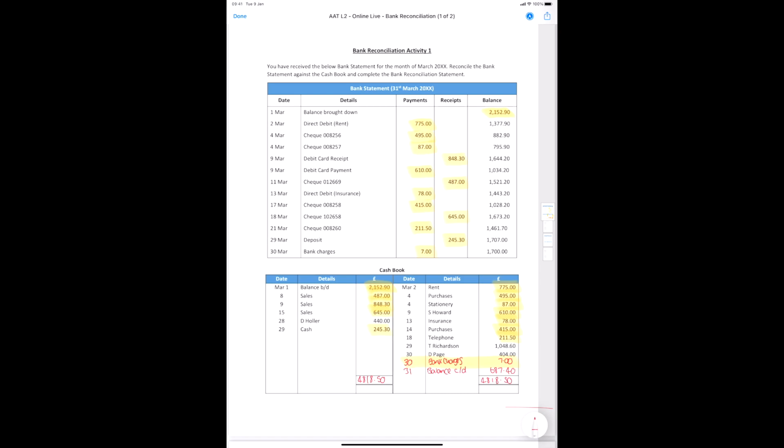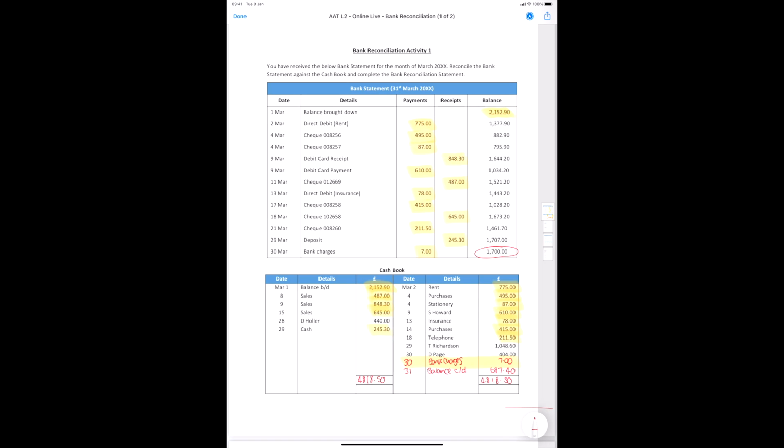So our cash book has now been updated. Step 3 is now looking at those items which are unhighlighted in the cash book, and we need to add those to the bank reconciliation statement. The aim is that the closing balance on our bank statement, which is £1,700 here, should match the balance carried down figure that we've entered within the cash book.